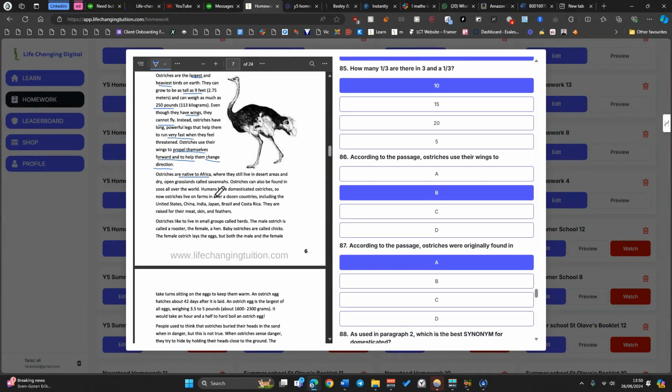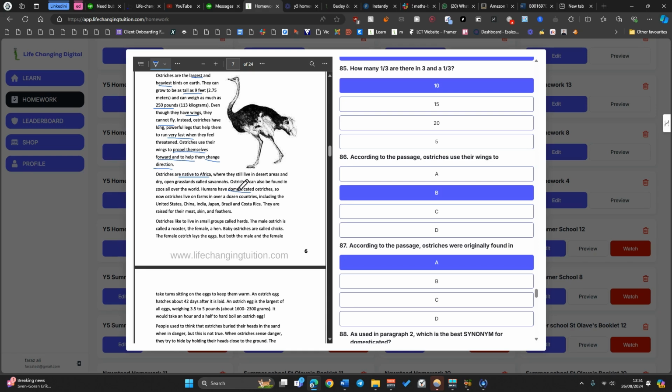Alright, so let's look for the word domesticated. It is here. Let's carry on reading. Where they still live in desert areas and dry open land grasslands called savannas, ostriches can also be found in zoos all over the world. Humans have domesticated ostriches, so now ostriches live on farms.